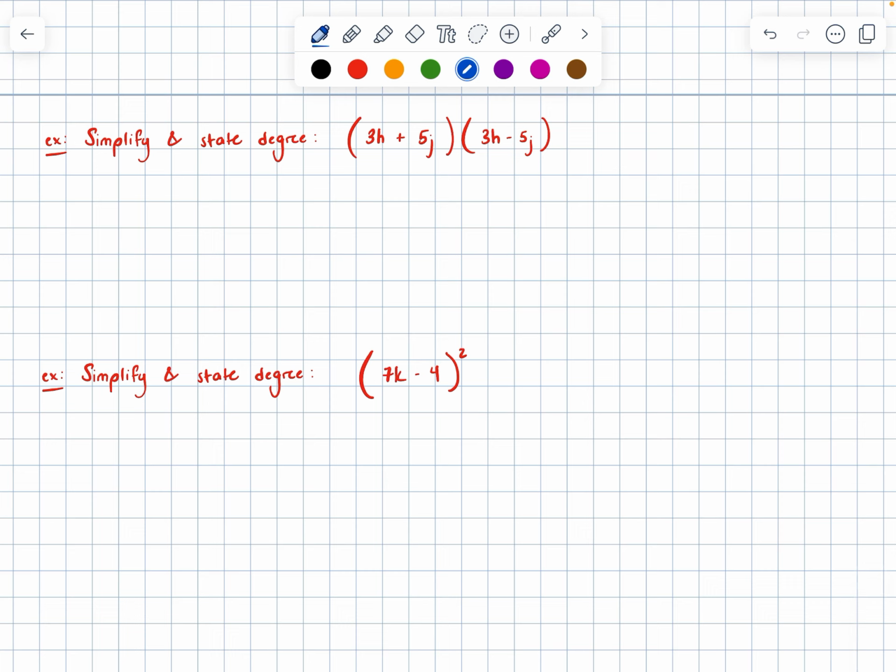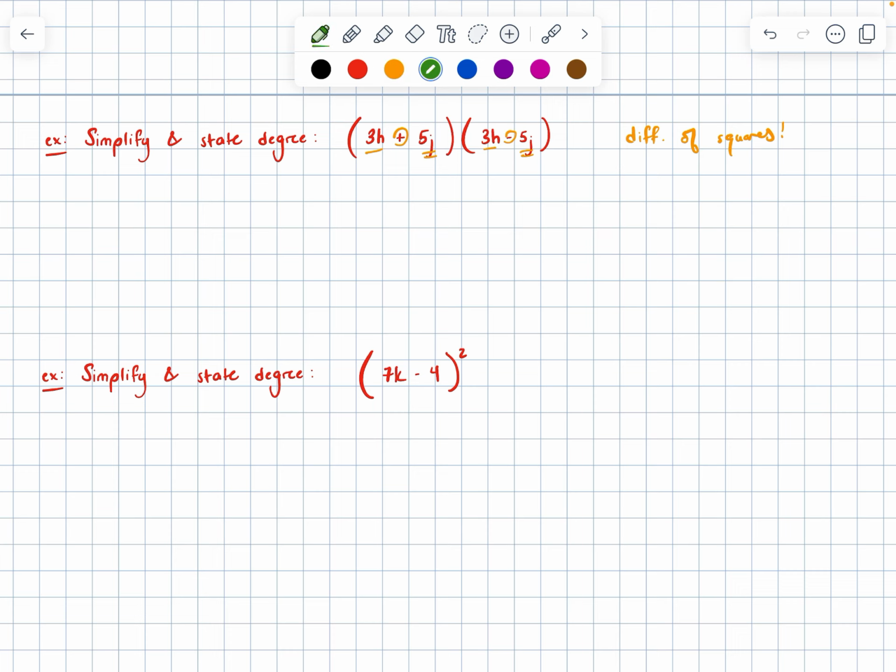Let's do a little metwet. 3h plus 5j, 3h minus 5j. Now, I could, of course, do my metwet, but if I'm eagle-eyed, I might notice that this friend is an example of a difference of squares. And the way that I know that, right, the thing at the front is the same, the thing at the back is the same, one of them's got addition, one of them's got subtraction.